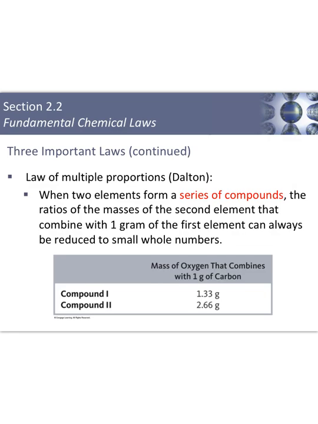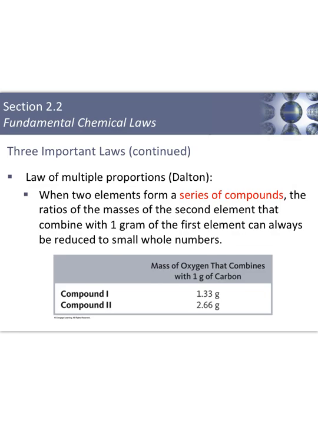And our third law is the law of multiple proportions. So we have definite proportions and multiple proportions. This is for the same elements, but they're in a series of compounds. So definite proportions was just for one particular compound. This is for a series of compounds, but they will be composed of the same elements. The ratio of the masses of the second element that combine with 1 gram of the first element can always be reduced to small whole numbers.